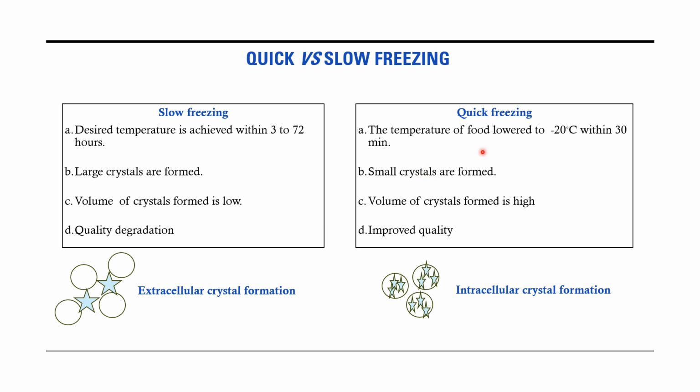In case of quick freezing, the temperature of food is lowered to the desired final temperature, which is minus 20 degrees Celsius, within 30 minutes. And when you do so, small crystals are formed, but the volume of crystal formed is high. Nevertheless, there is improved quality because the crystals are formed intracellularly. It is formed inside the cells. That's why you say that the damage to the biological tissue around is not much.